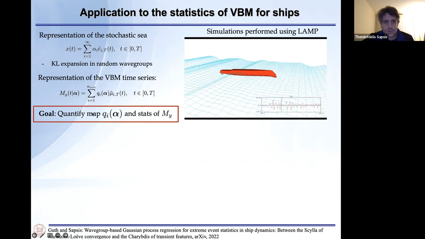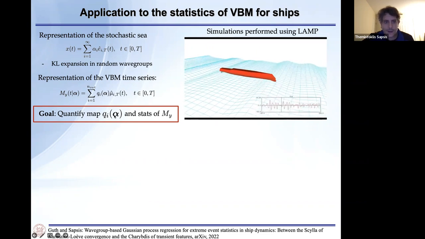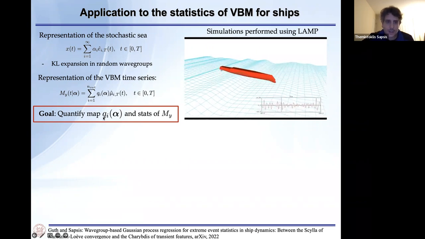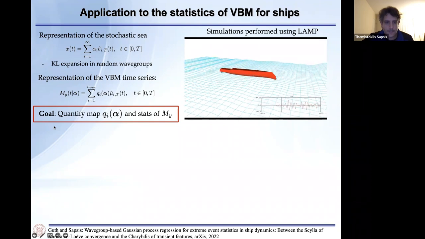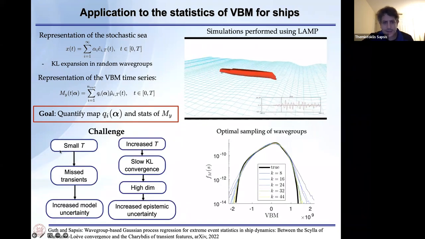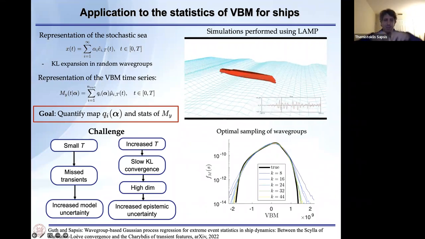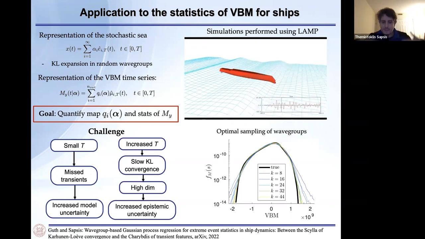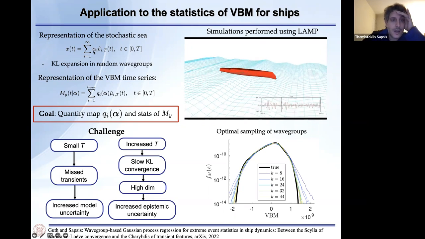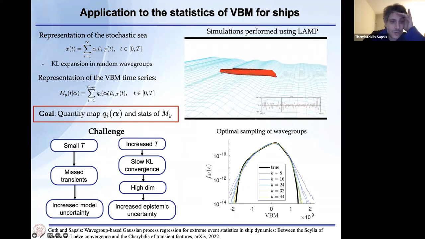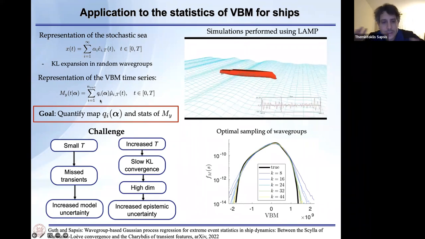So in other words, we want to quantify this map where alpha is the coefficients associated with the wave groups, with the waves hitting the ship, and Q are the Karhunen-Loève coefficients associated with the vertical bending moment. There is a challenge here. The challenge is that if you choose the wave group hitting your ship with a very, very small time interval, then you lose a lot of transients and you have increased model uncertainty. If you use a very, very large time window to represent your wave groups, then inevitably you will have a very high dimensional alpha space, which means that you will have to deal with very complex functions. So there is a sweet spot again there.